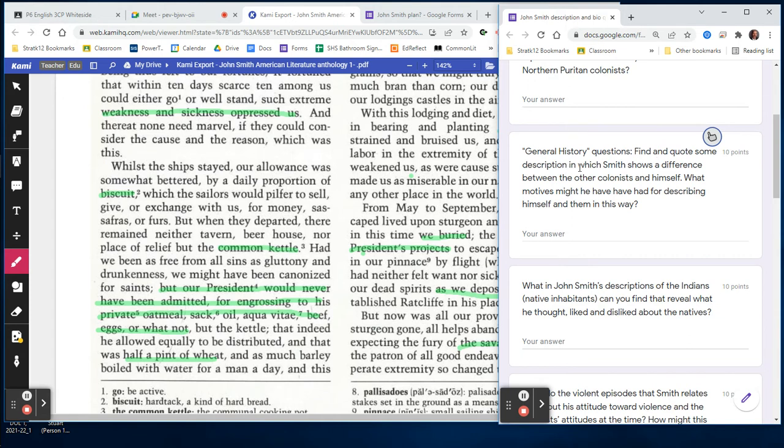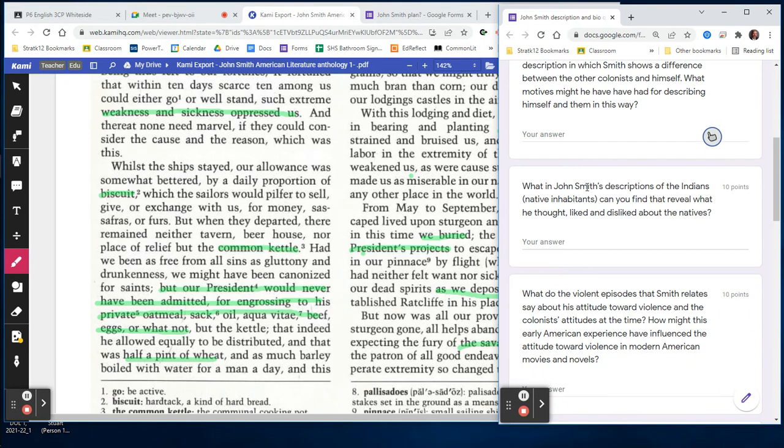Find and quote some description where Smith shows a difference between the other colonists and himself. Isn't he talking about the president not getting stuff done and how he's really responsible? What motives might he have had for describing himself and them in this way? Maybe he's trying to make himself look good for the record, for the history books.